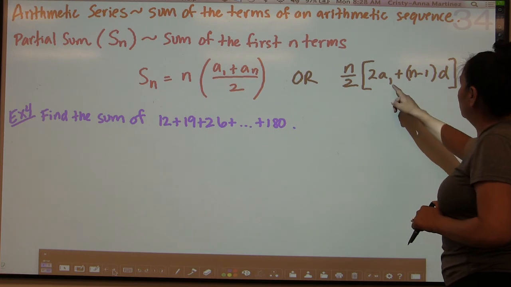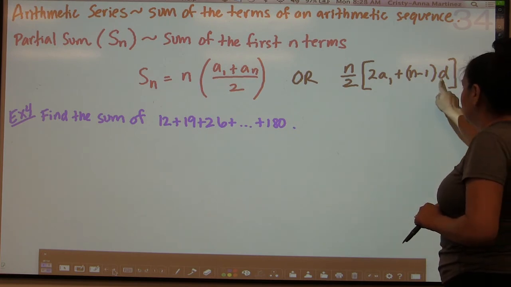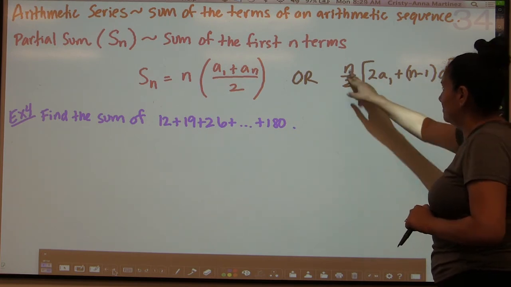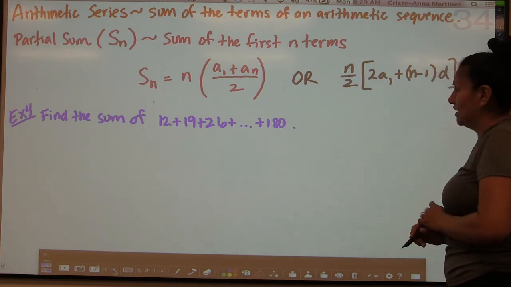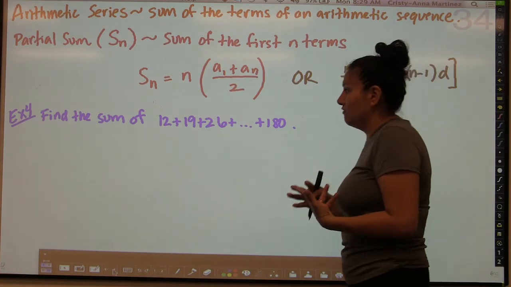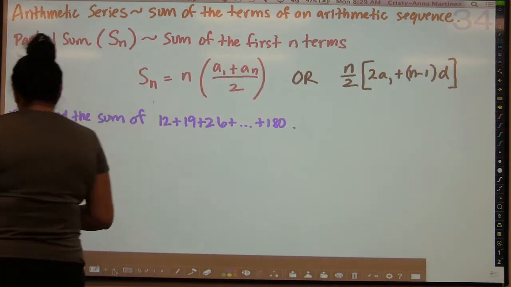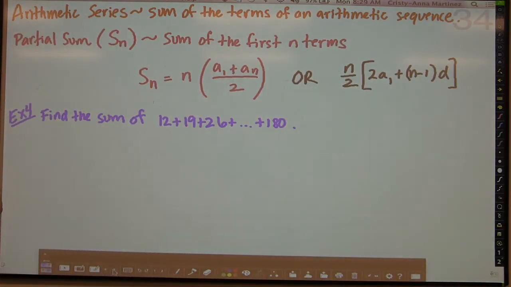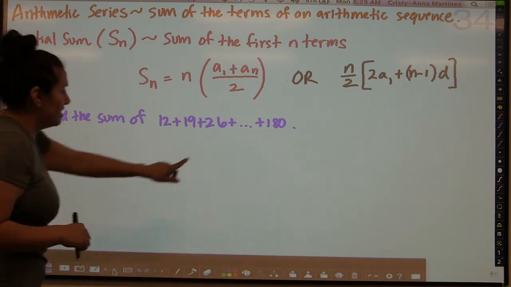formula for the arithmetic sequence here, you know, the a sub 1 plus n minus 1 times d, but you have 2 times that, and it's times this. But this just is a lot longer, and I just prefer the first one. But you can actually use whichever formula you think is easier for you. So here we go in example 4. It says, find the sum of 12 plus 19, 26 plus, and you see the dot, dot, dot here.